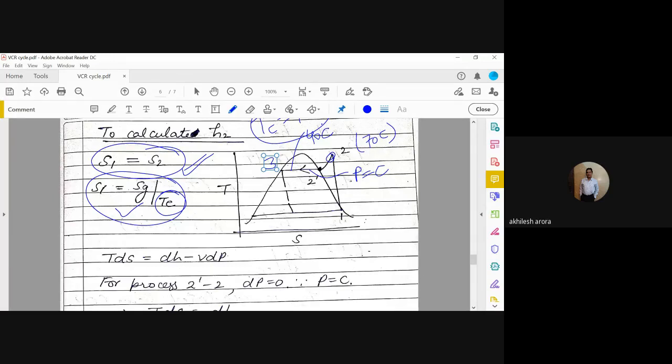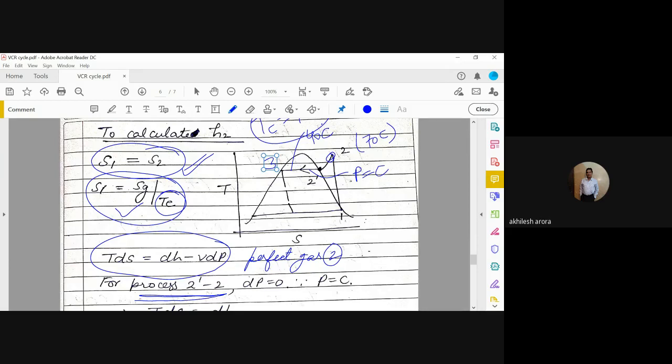So what I can do is, I am considering it is behaving as a perfect gas at state point 2. So I can use this particular equation, which is TdS is equal to dH minus VdP. Now this equation I am going to use for the process 2 dash to 2.